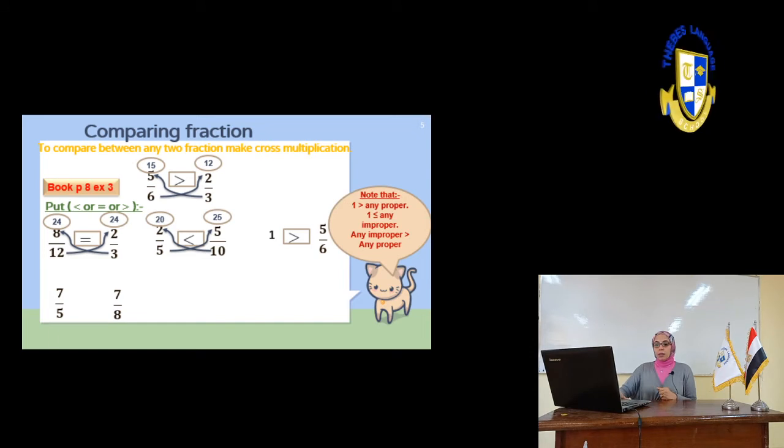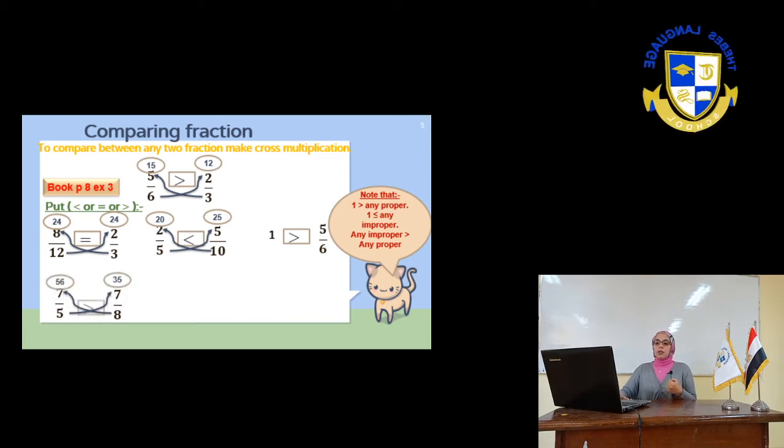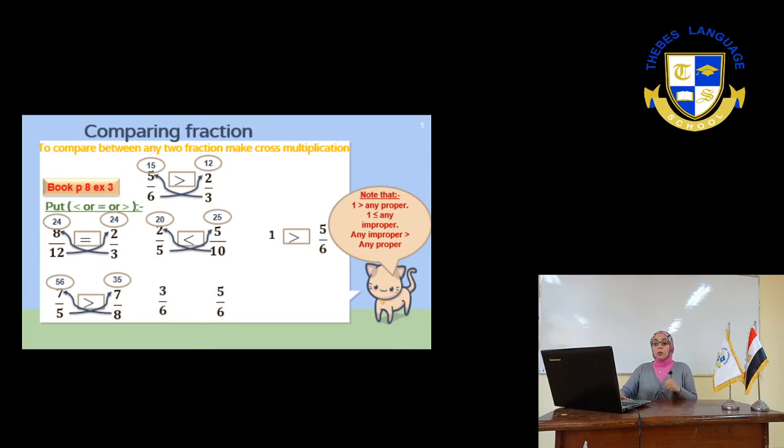Just make a cross multiplication. 7 times 8 equals 56 and 7 times 5 equals 35. Which is bigger? The bigger one is 7 over 5 because we will get 56. 56 is bigger than 35.